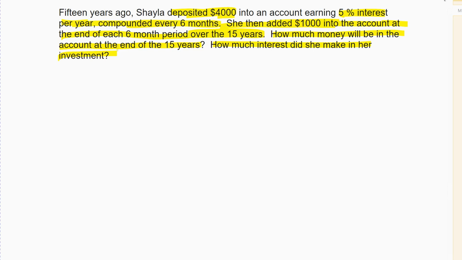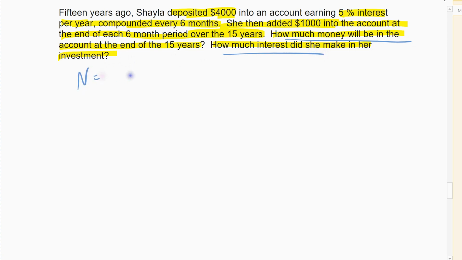There's the regular payments of $1,000 at the end of each 6-month period, twice a year. And then there's the one-time deposit of $4,000. So I'm going to plug in two money amounts. And then we want to figure out how much will she accumulate at the end of 15 years, and then how much of that accumulation is interest. So first thing we want to figure out is the future value. How much money will be in the account, and then we'll figure out the interest.